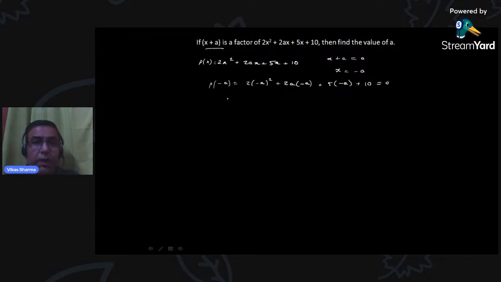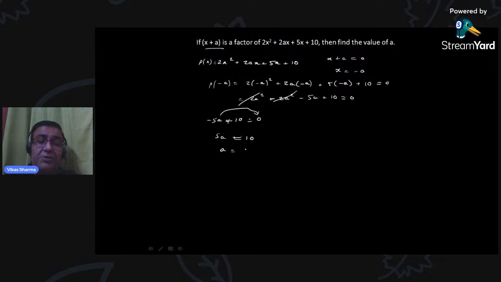Okay. So what do we get here? We get minus a whole square is a square, so we get 2a square plus 2a times minus a is actually minus 2a square, plus 5 into minus a is minus 5a, plus 10 is equal to 0. 2a square and minus 2a square get cancelled, so we get minus 5a plus 10 is equal to 0. We can take minus 5a to the other side, so we get 5a should be equal to 10, or a should be equal to 10 over 5, which is equal to 2.